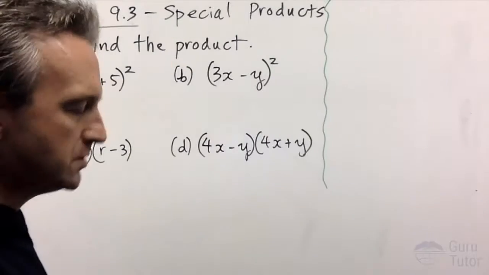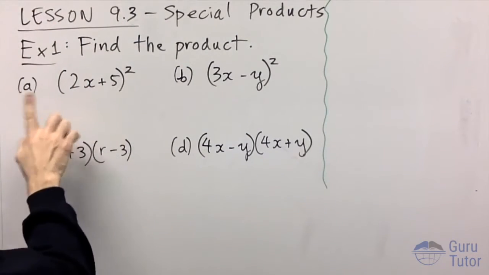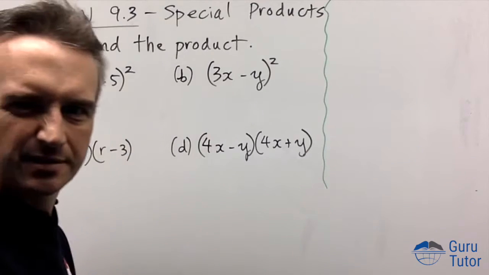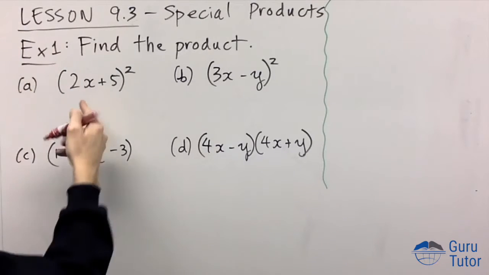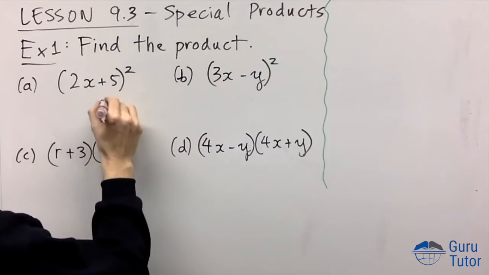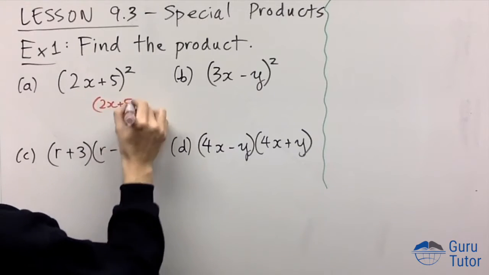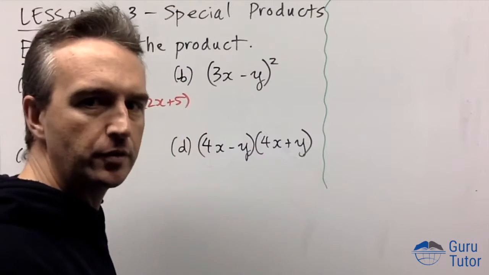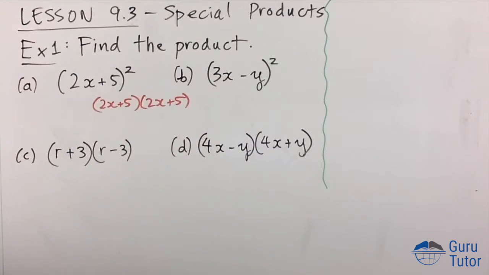So we're doing more multiplication basically. Let's start with example 1. Find the product here. Is that a product? What the heck is that? What this is, it's 2x plus 5 times 2x plus 5. Oh, I can do that. That's FOIL, right? That is correct. You can do FOIL for these, right?